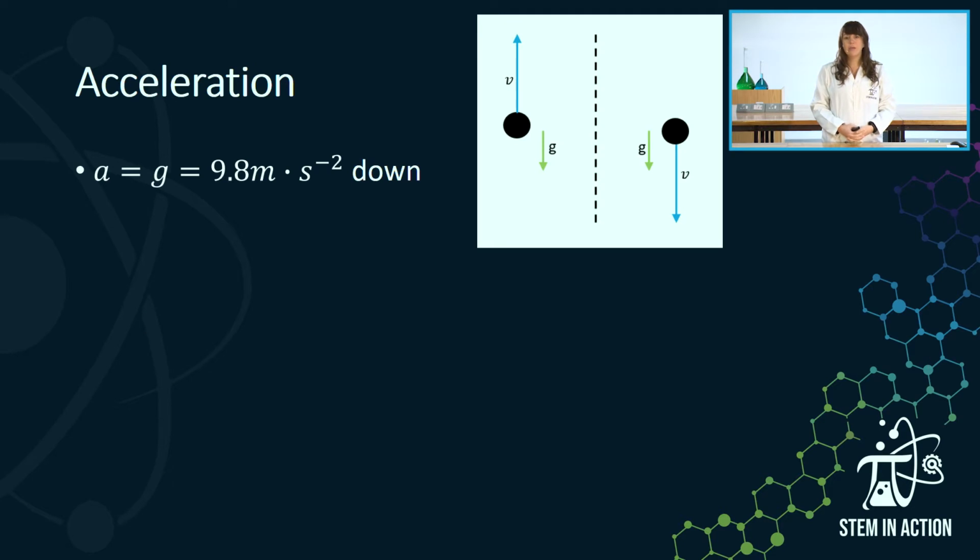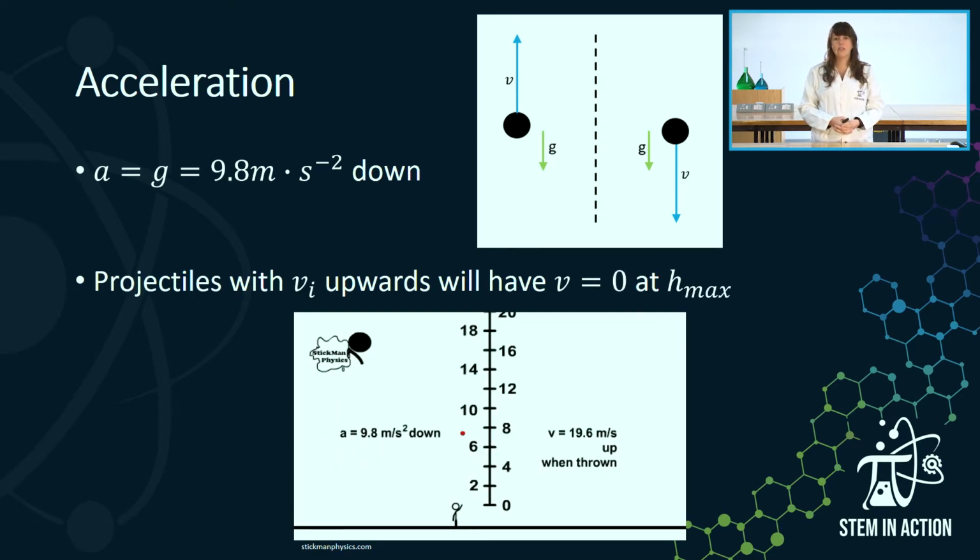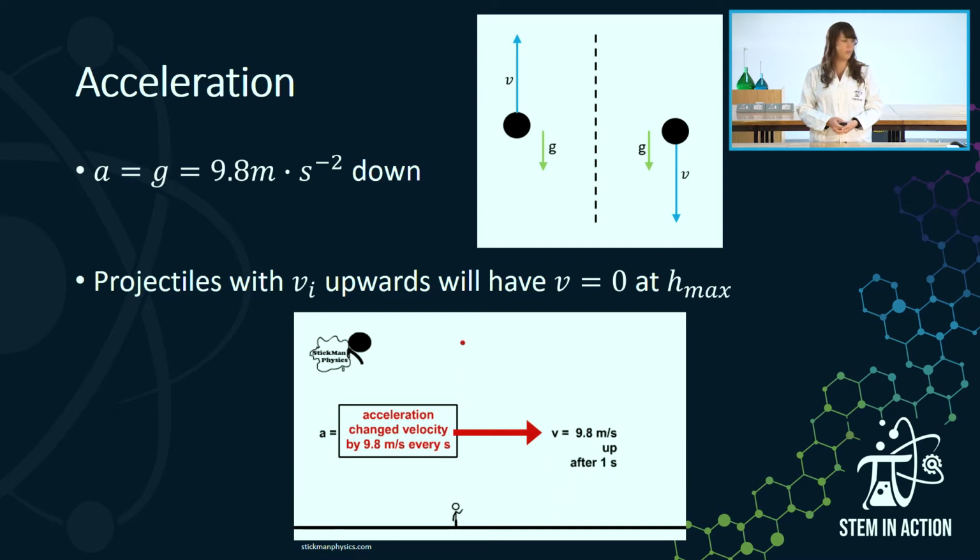Alright, acceleration. Remember that if we are talking about projectile motion, we've said that the only force acting is the force due to gravity, which means that the acceleration is the acceleration due to gravity, which is 9.8 meters per second squared down. It always acts down. Whether the object is moving up or down, gravitational acceleration is down. Projectiles that start with an initial velocity upwards will have a velocity of 0 when they get to their maximum height. You can see that in the little picture at the bottom.